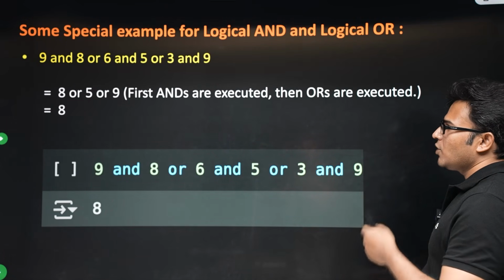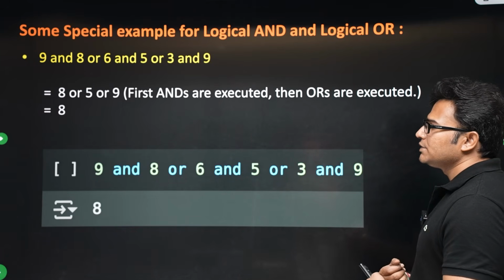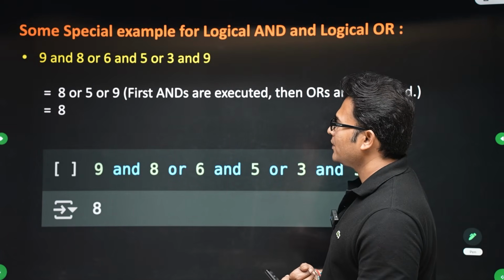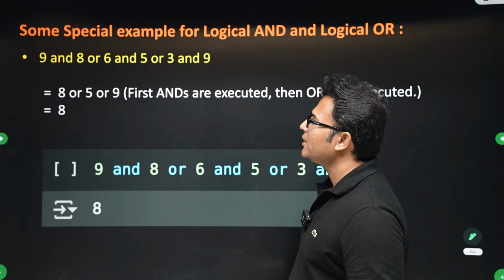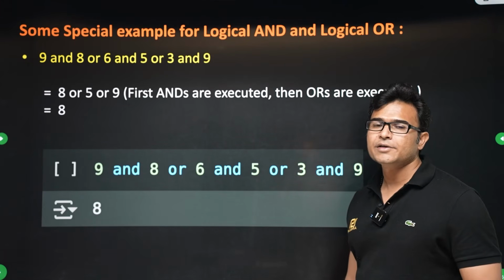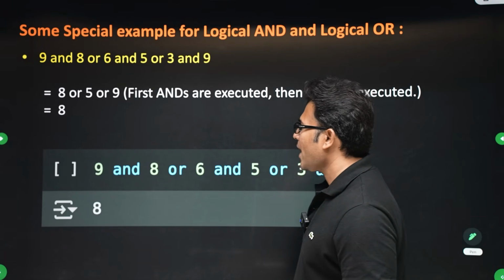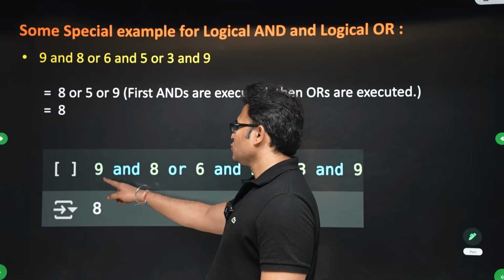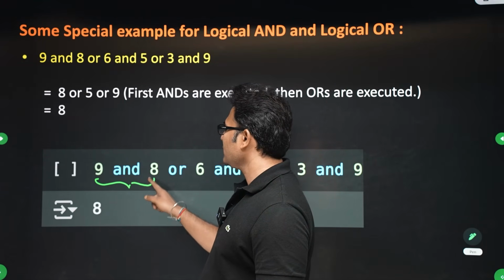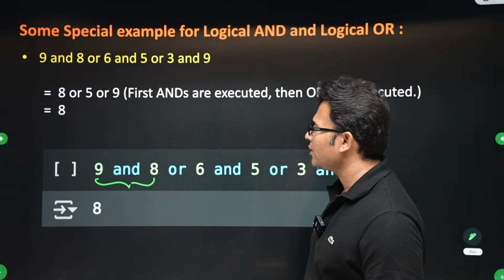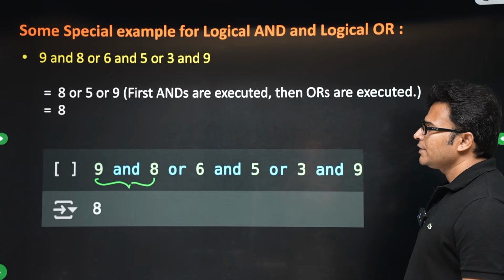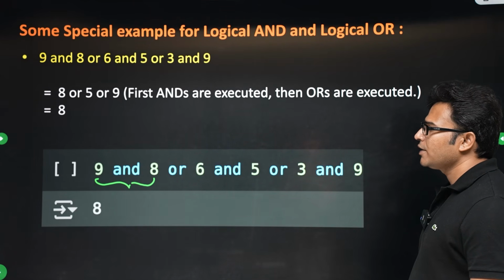Now you have already seen this earlier. We have already seen this earlier, right? So when there is and or, I told you that and will be given higher priority than or. Okay, so and will be given higher priority. So if you look at 8, 9 and 8, which one will be given higher priority?